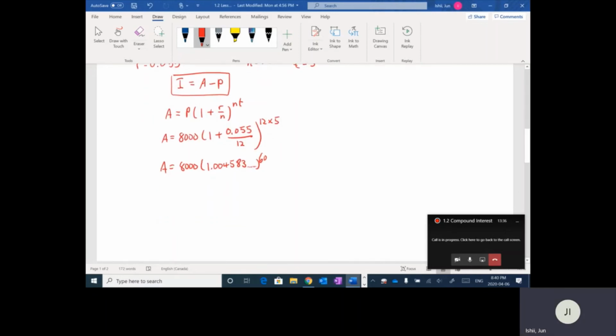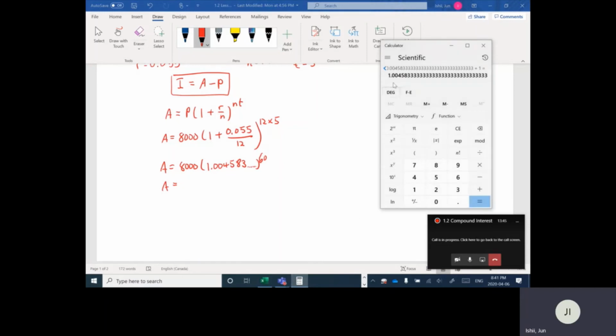All right, so let's go to the top of that. So there's my brackets, or the number inside the brackets, and next up, according to BEDMAS, we're going to multiply or raise it to the power of 60. So to the power of 60 is equal to that number there, and then I'm going to multiply it by 8,000.